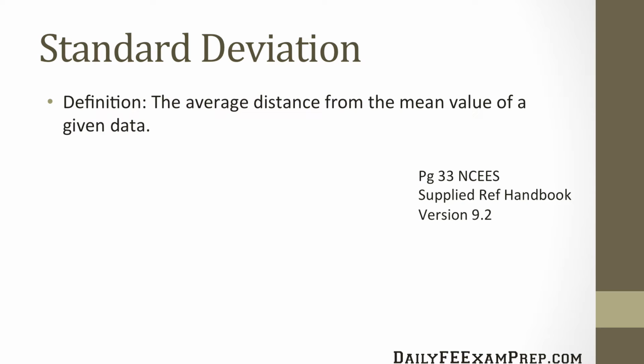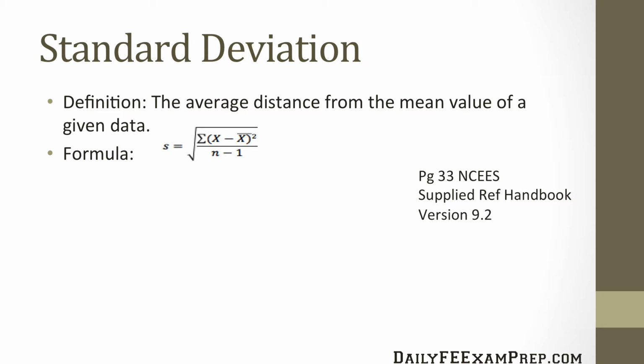So first of all, standard deviation. The definition of standard deviation is the average distance from the mean value of a particular given set of data points. Okay, so the average distance from the mean value of a particular set of data points. And the formula is given as such.